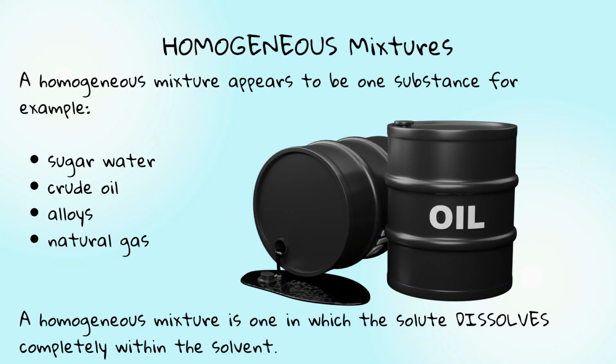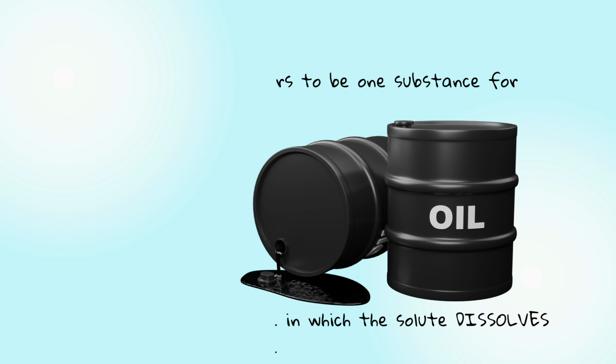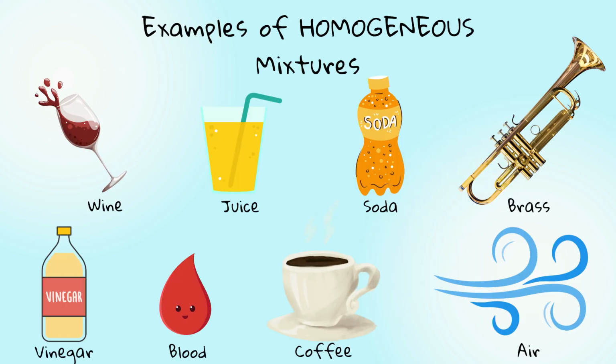A homogeneous mixture appears to be one substance, for example, sugar water, crude oil, alloys, and natural gas. A homogeneous mixture is one in which the solute dissolves completely within the solvent. Examples of homogeneous mixtures include wine, juice, soda, brass, vinegar, blood, coffee, and air.